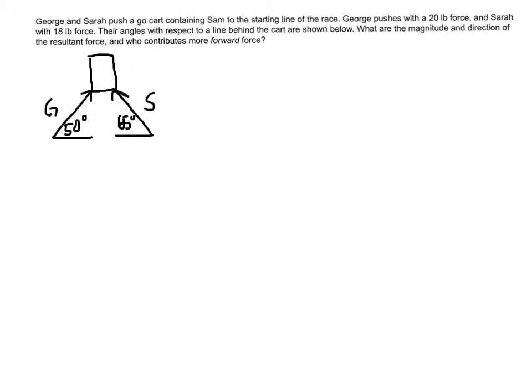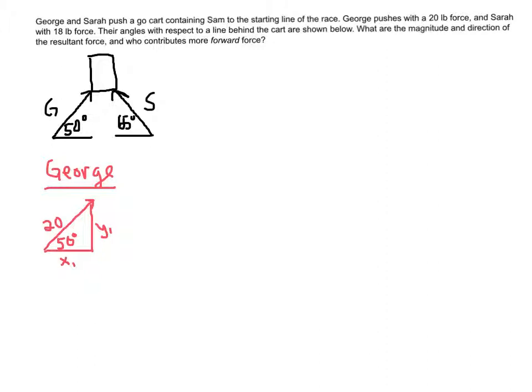What we're going to do is look at the George vector and the Sarah vector, and when we add them together, that's going to be our resultant vector. So let's look at the George vector, and that's going to be a vector with a magnitude of 20 pounds of force at an angle of 50 degrees. So we're going to find the x component and the y component. That says x, not y. The y component of this vector.